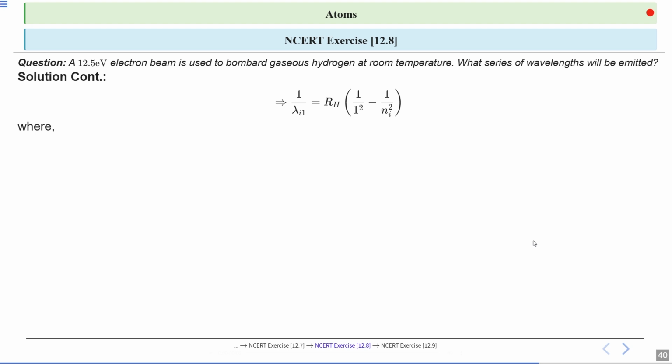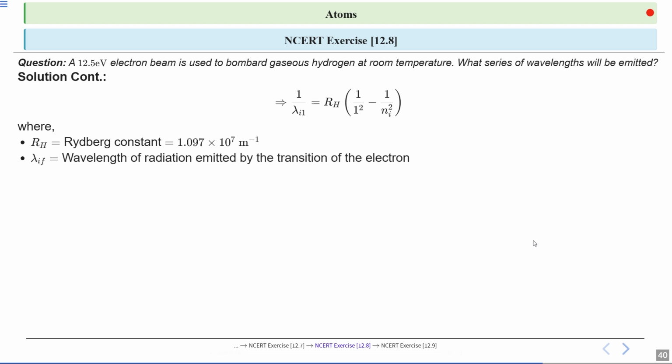Let's clarify what each part of this formula means. Here RH is the Rydberg constant, which has a value of 1.097 times 10 to the power 7 per meter. Lambda represents the wavelength of the radiation emitted when an electron transitions from a higher energy level to the ground state, the first energy level.